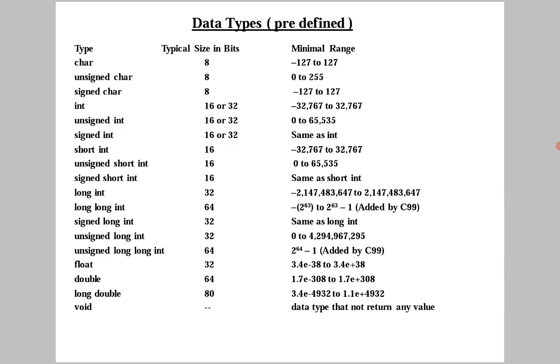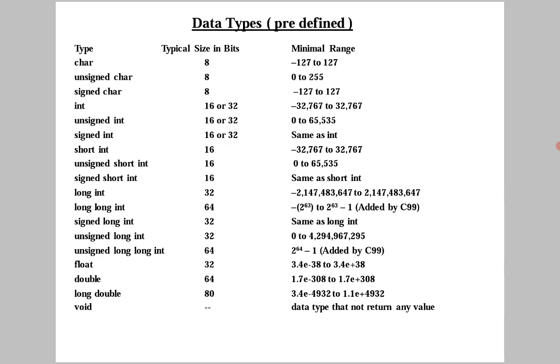Another type is double. What is a double data type? Double data type occupies double the size of the float, means it occupies 64 bits or 8 bytes. The range is 1.7 E minus 308 to 1.7 E plus 308. Long double is another. So in floating point or real numbers, there are three data types available: float, double, and long double. Float occupies 4 bytes, double occupies 8 bytes, long double occupies 10 bytes.